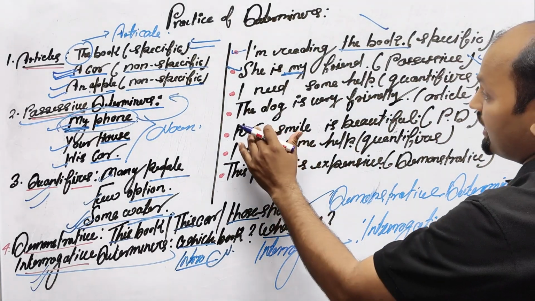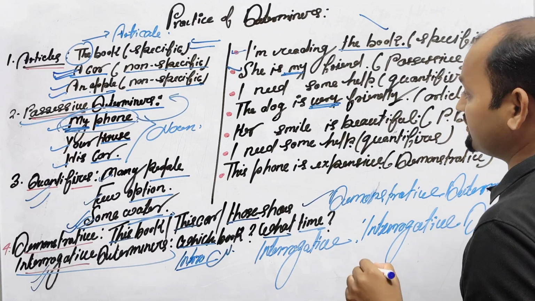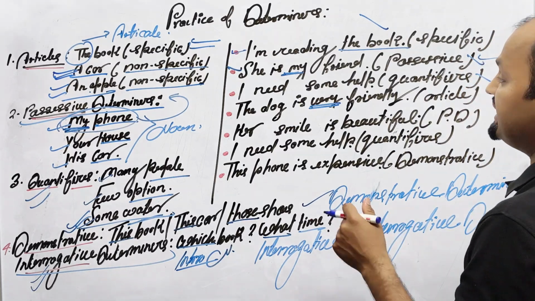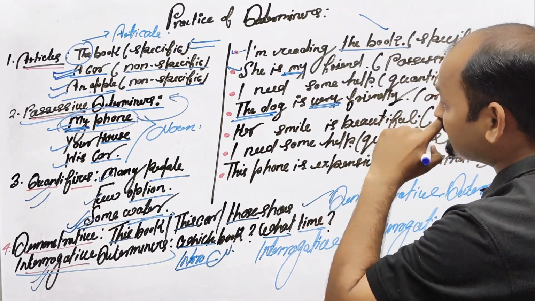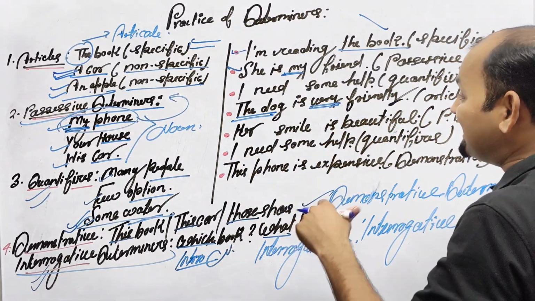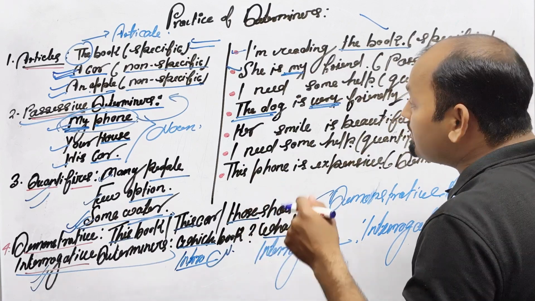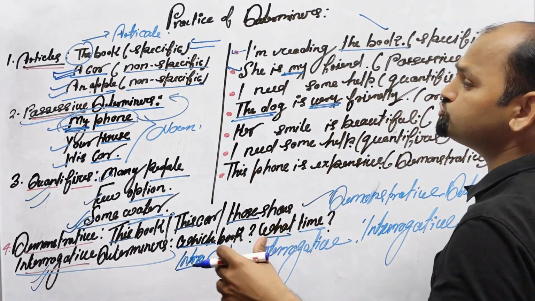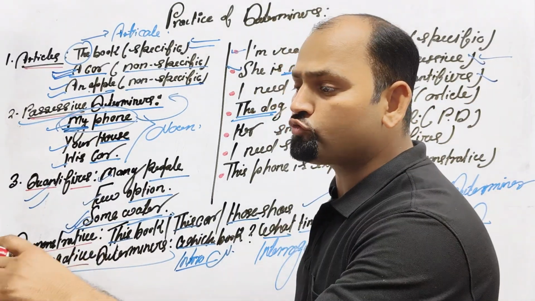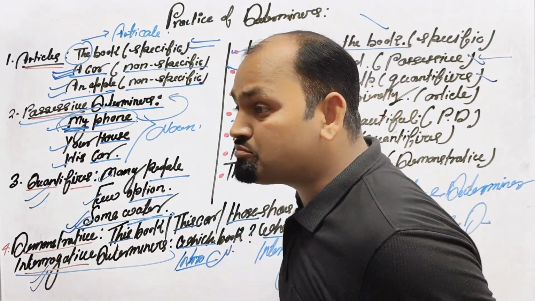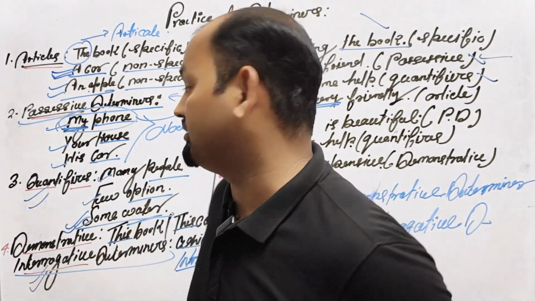Next one: the dog is very friendly. So what do you mean by the very? Very is an adverb, and is an auxiliary verb in the sense of the dog. The dog is a specific case, article-based: the dog, which is your pet animal. You may give it a name like Chintu, Pintu, Tinku, I don't know what names they are, but somebody says it just like that. An animal which is a pet for you, we can call that an article-based determiner.